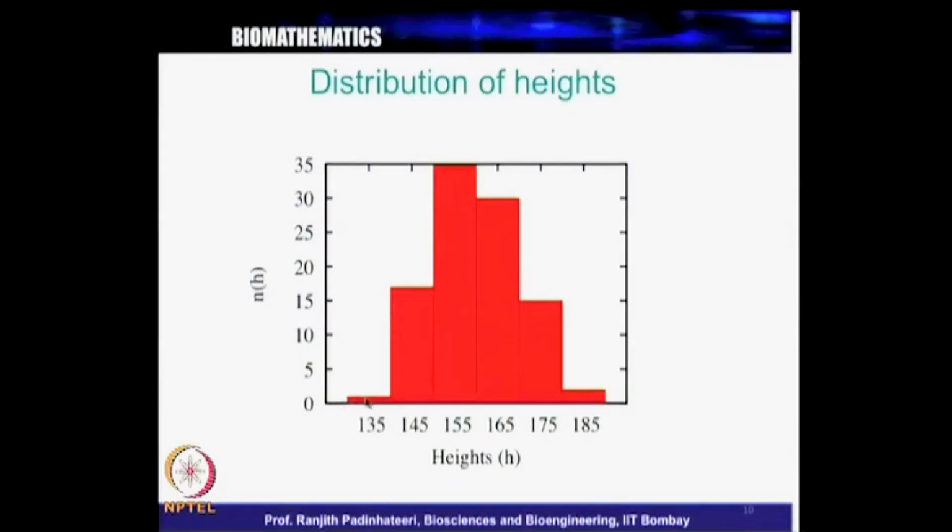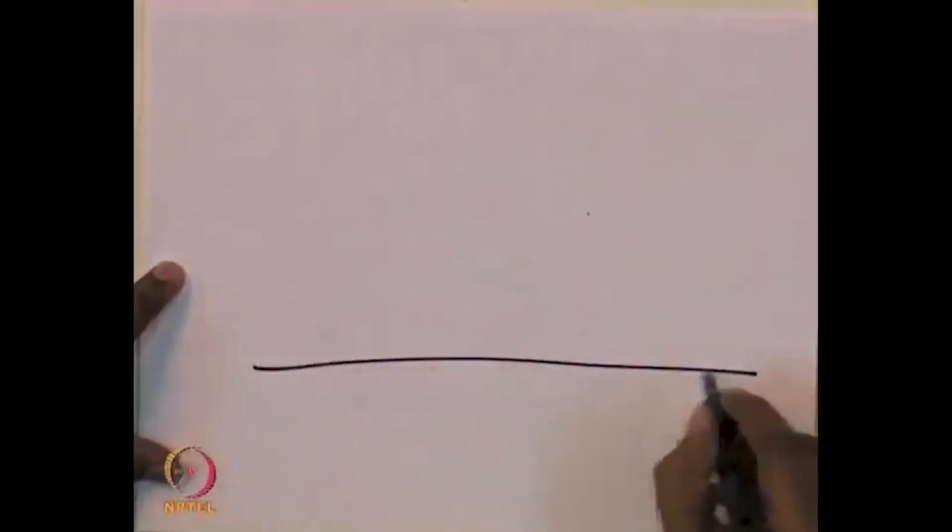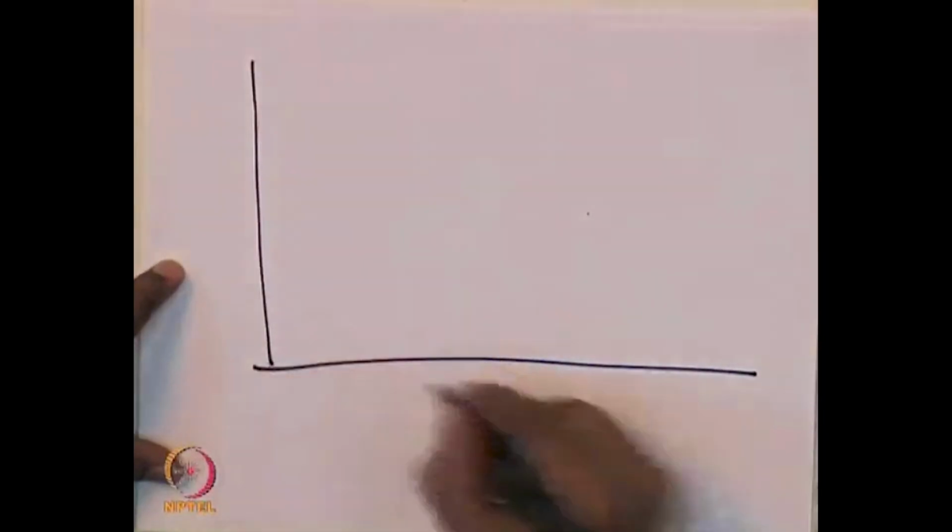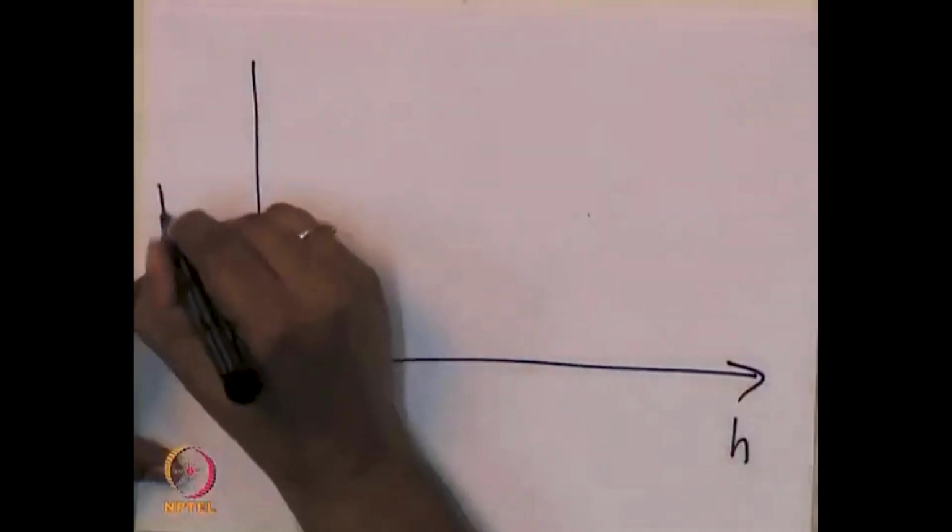There is one student with height between 130 and 140. Here h is the height, and n of h is the number of students having height h. So what is the distribution of heights? n of h you can call the distribution. This is essentially the same thing that we saw, but we can draw it in a different way, with h and n of h.